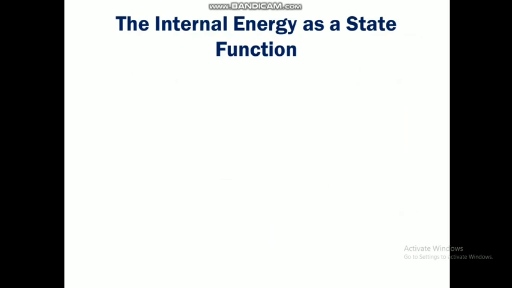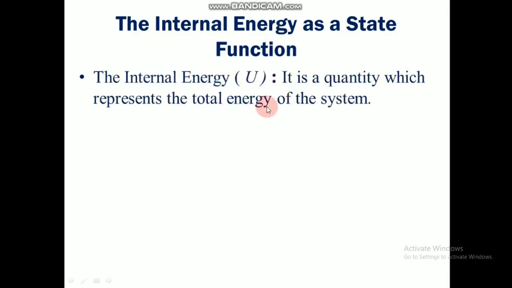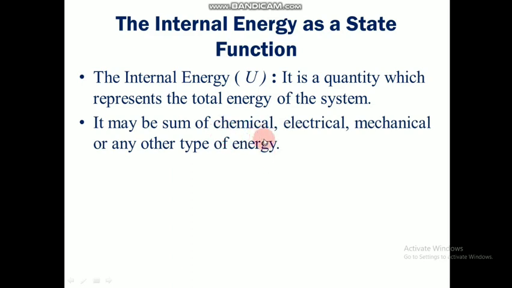Internal energy as a state function. In this topic, we will see what internal energy is and how internal energy is a state function. So what is internal energy? Internal energy, represented by the term U, is a quantity which represents the total energy of a system. So if we consider a system, internal energy means its total energy. It is the sum of its chemical energy, electrical energy, mechanical or whatever energy the system has. The sum of all that is known as its internal energy.